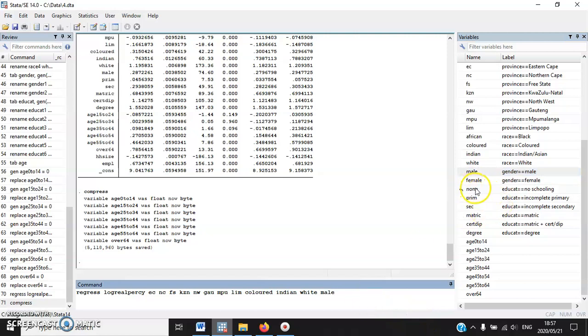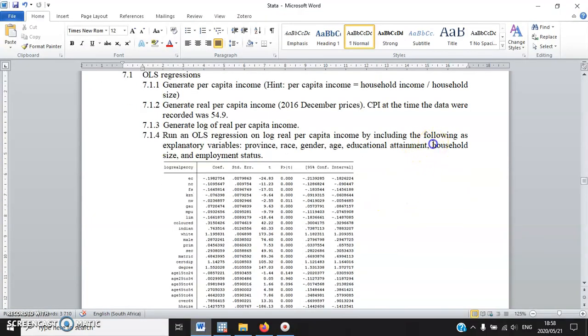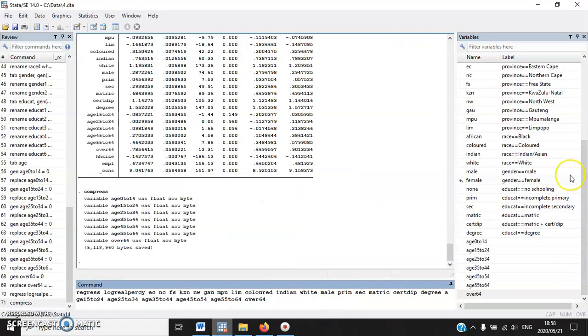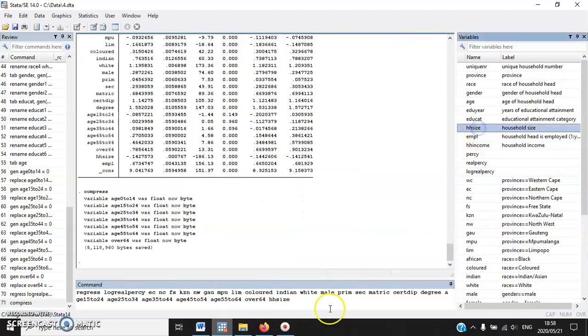Education, let's say the none dummy will be the reference group. Then I include primary, secondary, matric, certificate diploma, and bachelor degree dummies. And then age, let's say the youngest age cohort is left out as reference group. So I include the other age dummies. And according to the questions, we still have to include household size and the employment dummy. Okay, so household size and then the employed dummy that indicates whether the household head is employed or not.